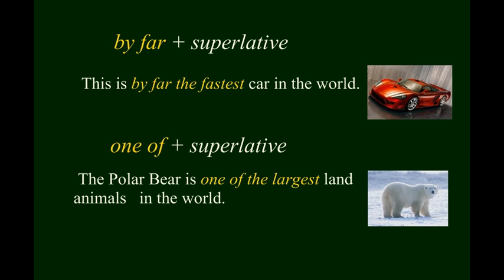The usage of superlative degrees. We usually use the phrases by far or one of, and then we have superlative degrees with them. And the examples. This is by far the fastest car in the world. Tai kol kas greičiausias automobilis pasaulyje. Arba by far gali būti ir neverčiamas, todėl sakysime paprasčiausiai: tai yra greičiausias automobilis pasaulyje. So the superlative degree of the word fast is the fastest.